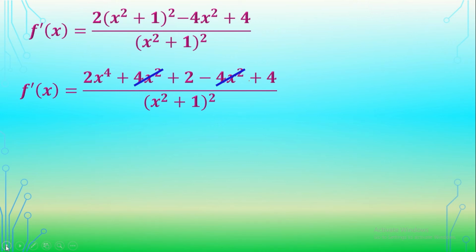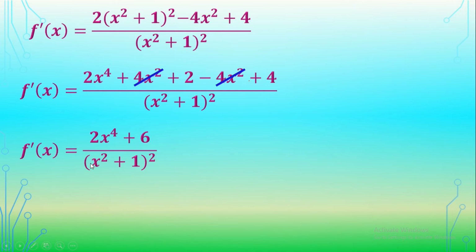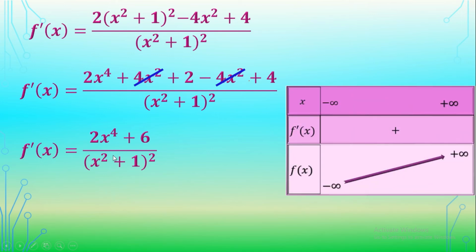Note that it's positive for every x belongs to R. Why it's positive? We have x to the power 4 is positive since we have an even power. Then 2x to the power 4 plus 6 is positive. And here we have an even power, so it will be positive. Therefore, we can say that f prime of x is positive for every x belongs to R.